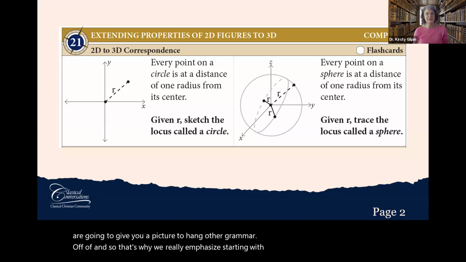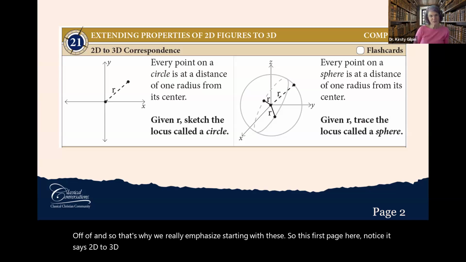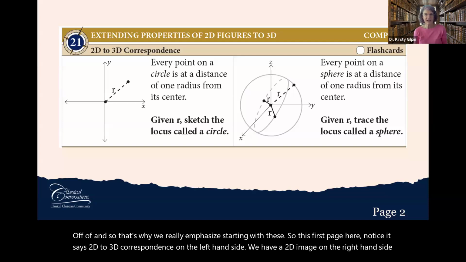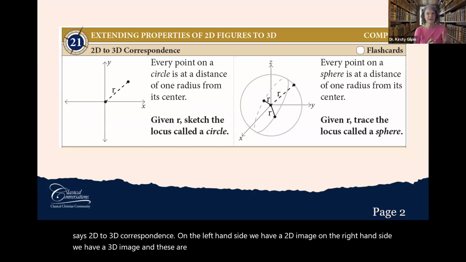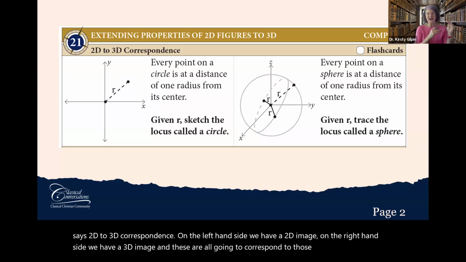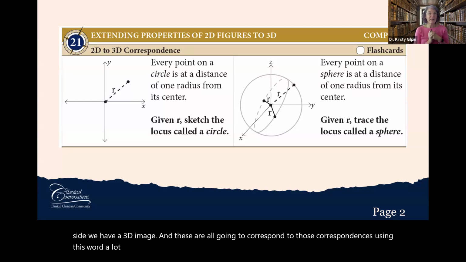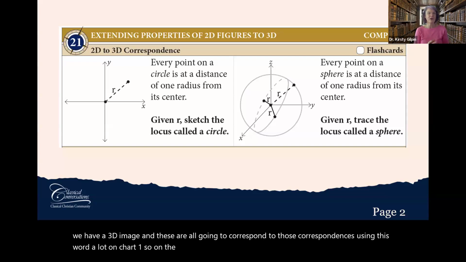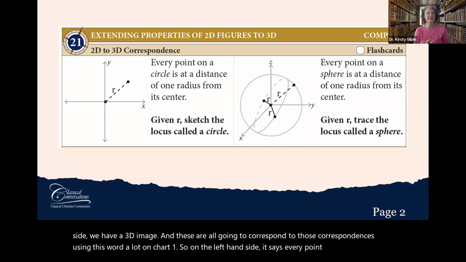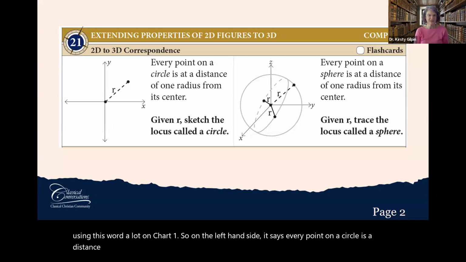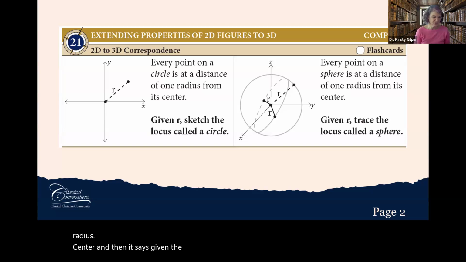So this first page here, notice it says 2D to 3D correspondence. On the left-hand side, we have a 2D image. On the right-hand side, we have a 3D image. And these are all going to correspond, using this word a lot, on chart 1. So on the left-hand side, it says every point on a circle is a distance of 1 radius from its center. And then it says, given the radius, sketch the locus called a circle.